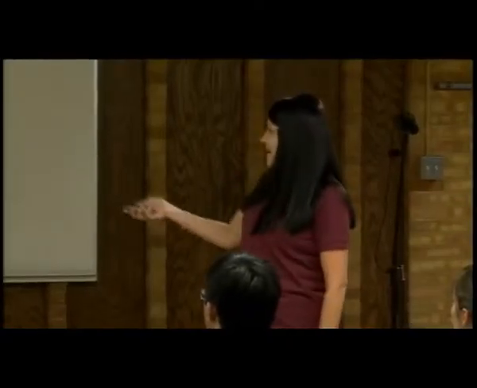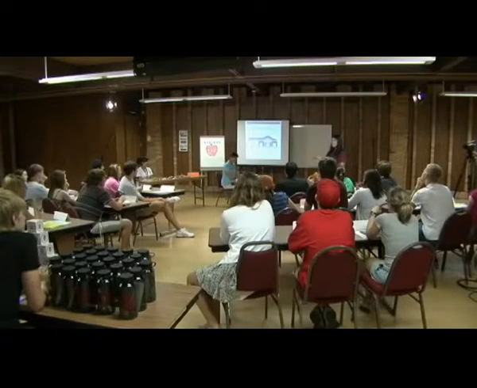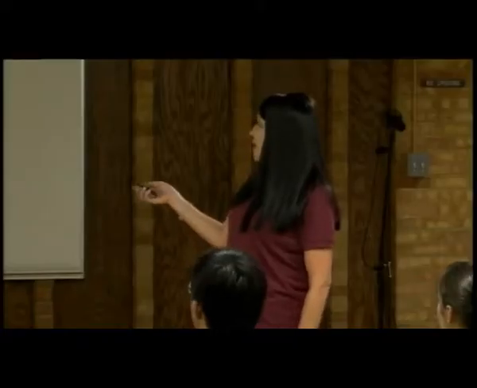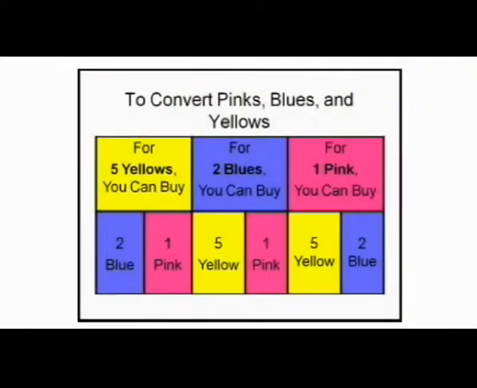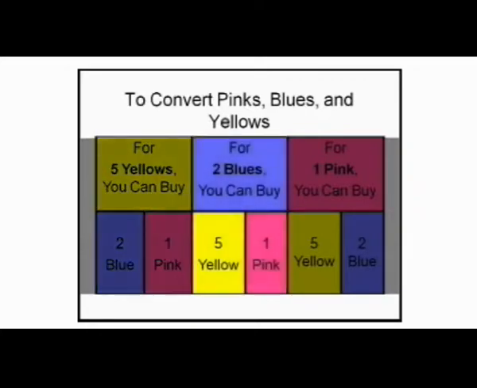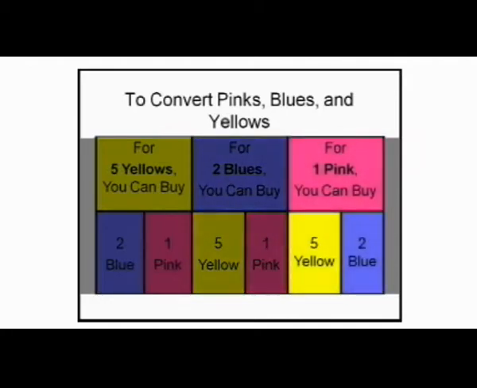I actually have set up a bank here, the Bank of FTE. Kathy is our banker, and she is willing to help you facilitate some exchanges. And so I have a little chart up here. For 5 yellows, you could buy 2 blue or 1 pink. For 2 blues, you could buy 5 yellow or 1 pink. For 1 pink, you could buy 5 yellows or 2 blues, okay?